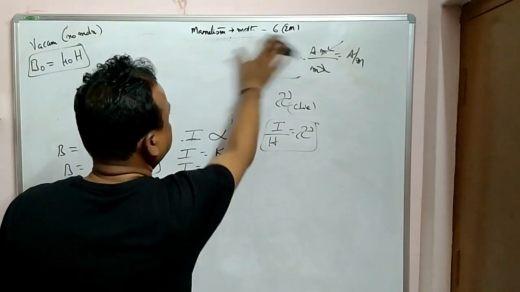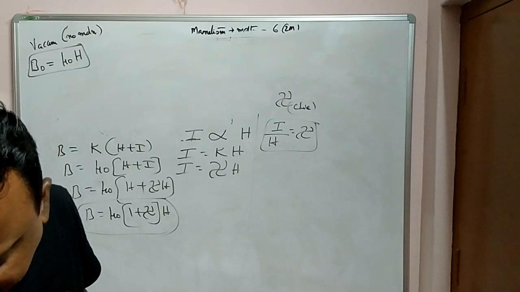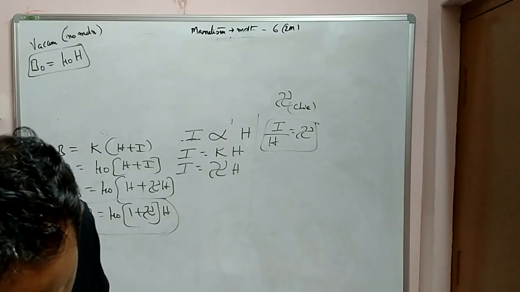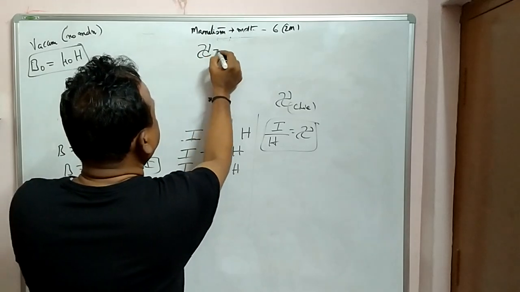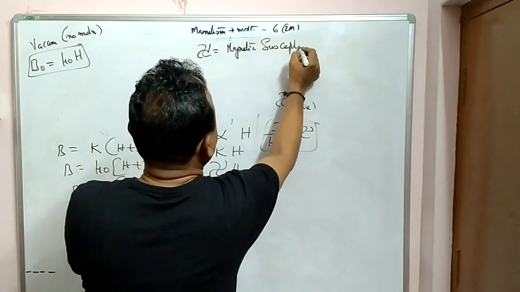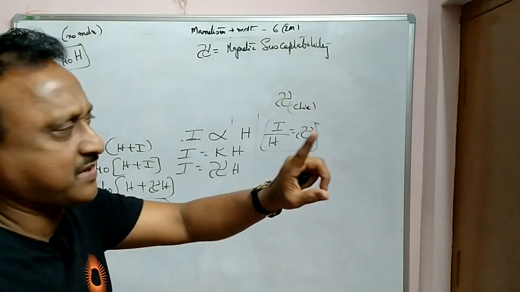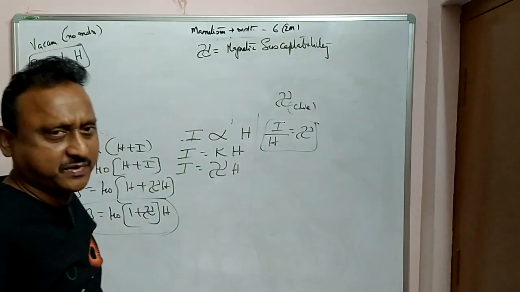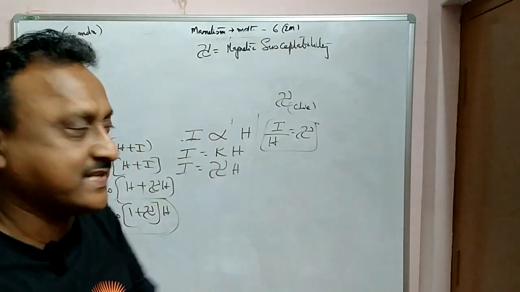Do you understand the points? Intensity of magnetization and magnetizing field intensity. You have to understand the terms here. This psi is also called magnetic susceptibility. It varies with ferro, para and diamagnetic substances. So this psi or zeta is called magnetic susceptibility. It is the ratio of intensity of magnetization to that of magnetizing field intensity.